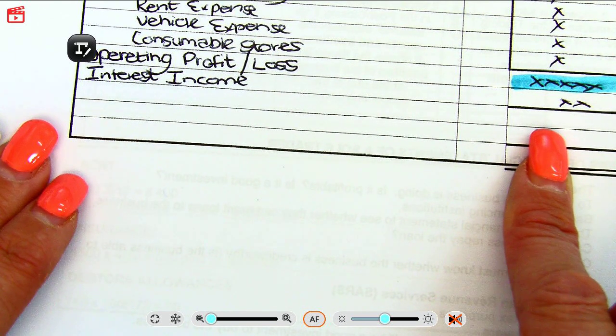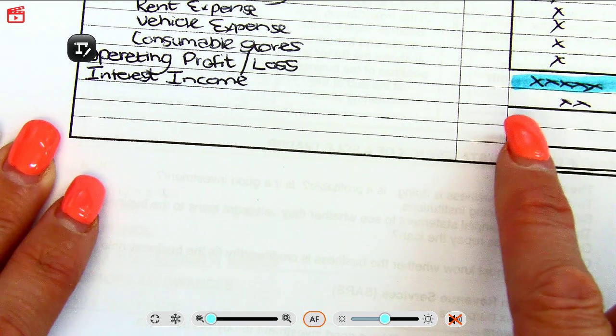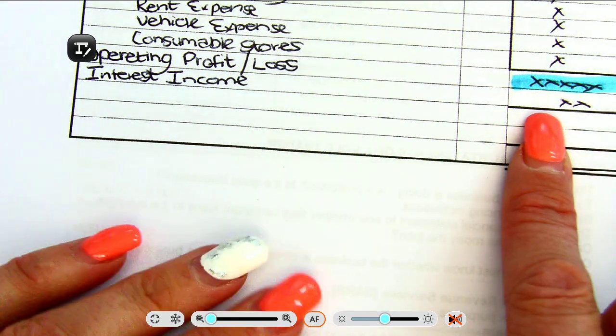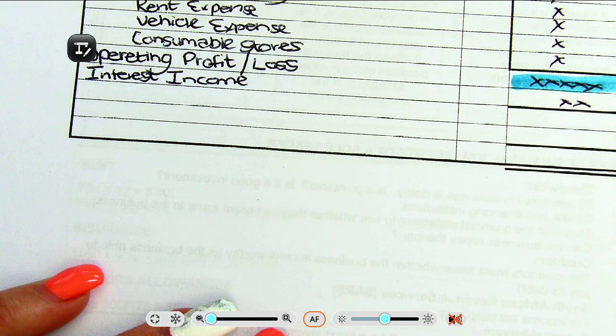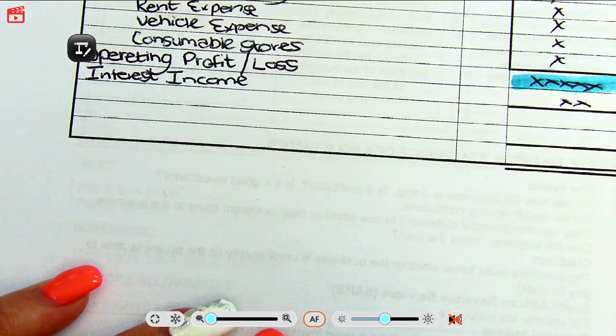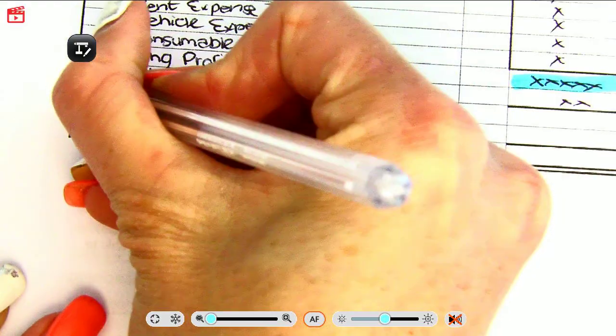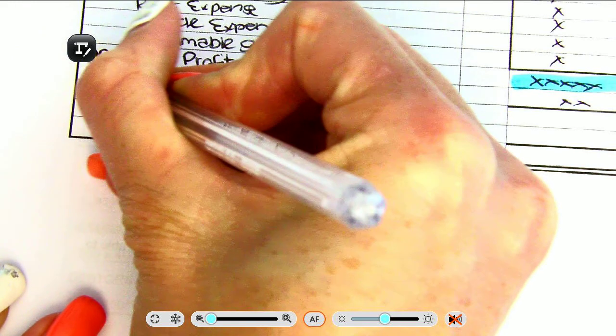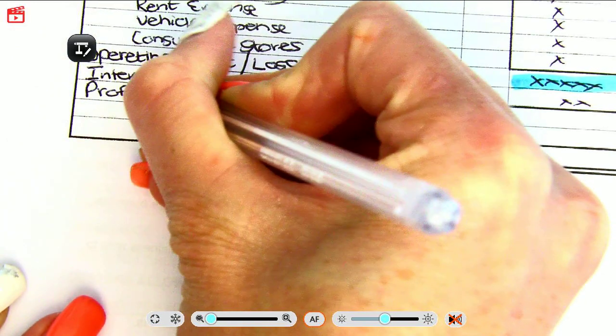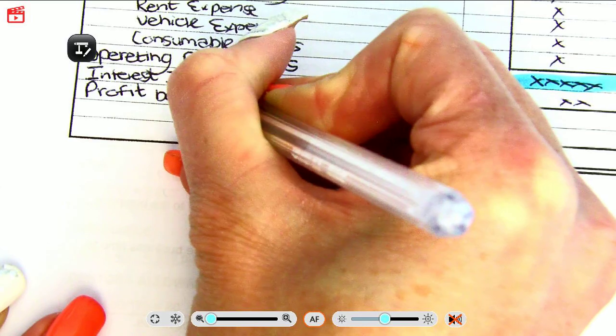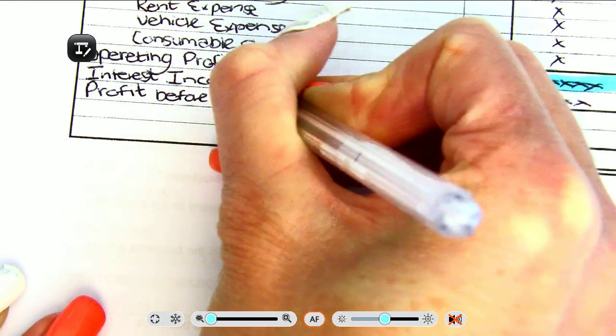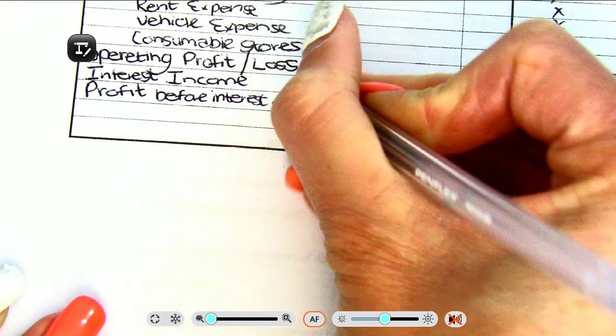Okay, then we're going to add my interest income to my operating profit or loss, and then we've got profit before interest expense. Profit before interest expense. Or my finance cost.